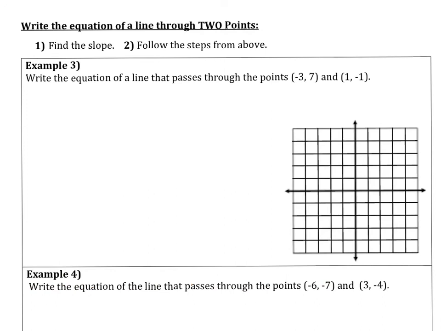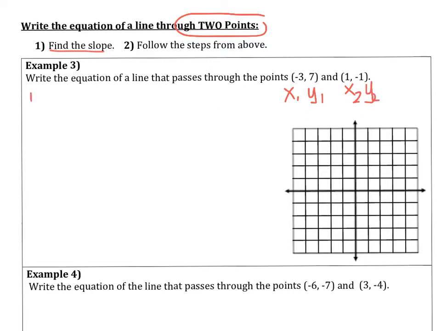For part 2 of this lesson, we are going to find the equation of a line given 2 points. All right, so the first step here is to find the slope, and then we get to follow the same steps that we used in the previous problem. Example 3, write the equation of a line that passes through the points (-3, 7) and (1, -1). First, we're going to label x1, y1, and our second point, x2, y2.